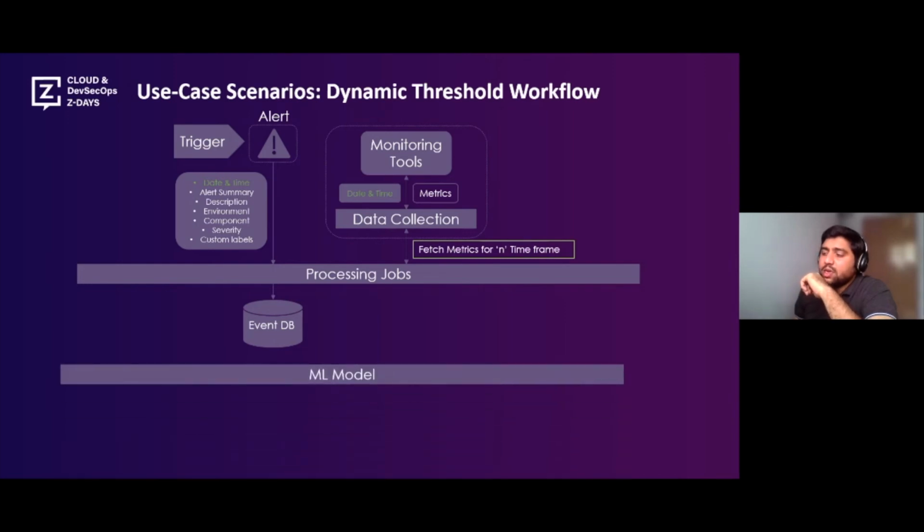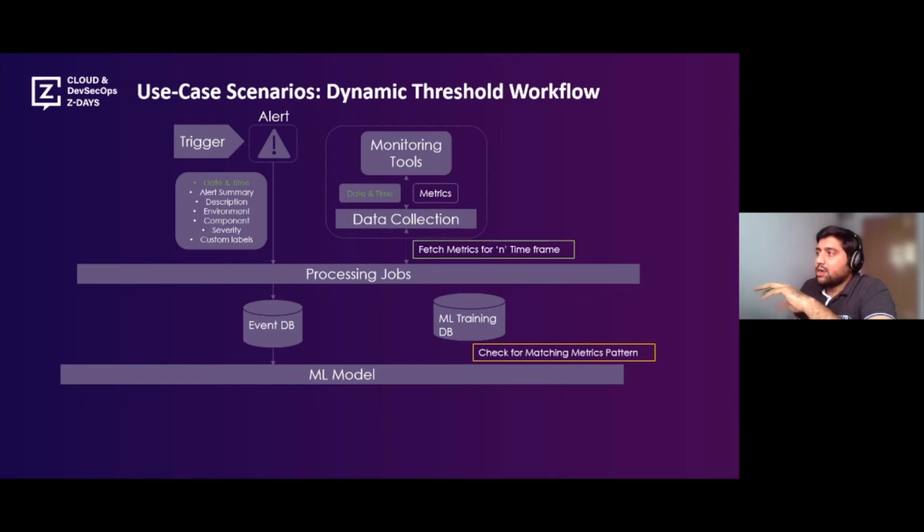And from the event database, the data will be fetched into the ML model. The ML model will be checking for the matching metric pattern. Usually, it will treat that 1 hour of data as a pattern, and it will try to find if there are any matching patterns from the history, fetching the data from the ML training database. I'll talk about how this ML training database is being populated. But for now, it will check for the matching pattern from the ML database, and there are two cases: if it finds the pattern or if it does not. If it finds the pattern, it will check how many patterns are matched.